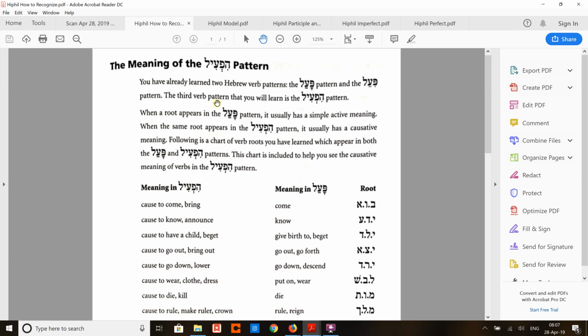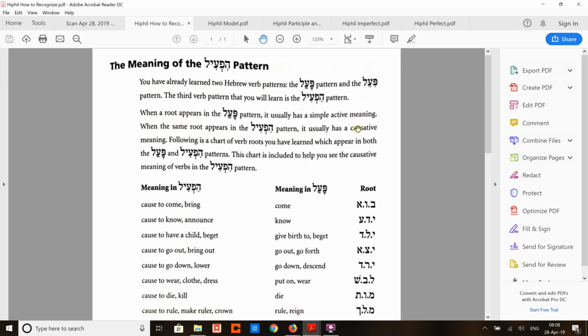So anyways, the third pattern you will learn is the hif-eel. And based on this paradigm word, hif-eel, you can already see that this verbal pattern, at least in the perfect, is going to add this he sound and probably also this eel sound. Sometimes also the eel sound with the yod. When a root appears in the pa'al pattern, it usually has a simple active meaning. When the same root appears in the hif-eel pattern, it usually has a causative meaning, meaning cause something or someone to do something.